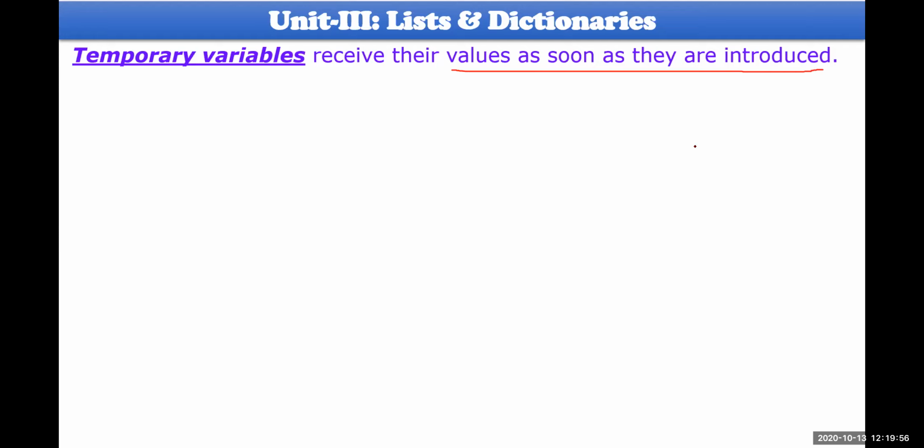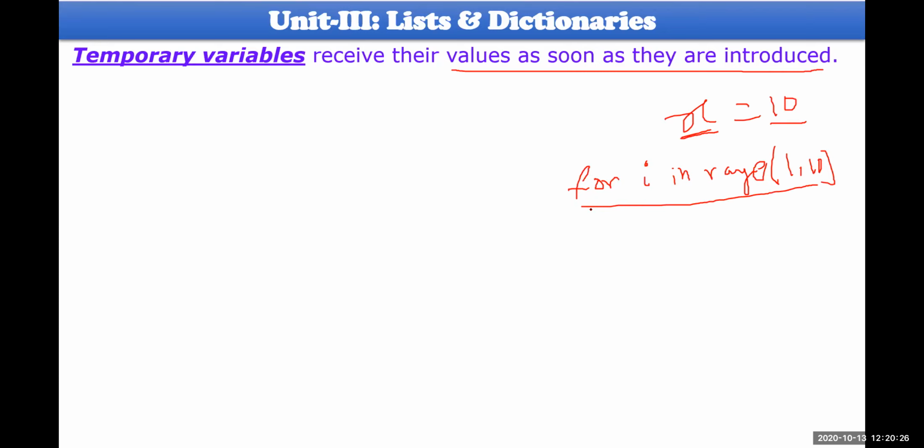Let me say in a Python program, x = 10 or x = 0. If you take something like this, obviously this is a temporary variable which is assigned its value as 10 here. Otherwise, you may write a for loop: for i in range(1, 10). So immediately i will be assigned within this particular function. I mean, in the for loop header, i will be assigned 1 immediately.